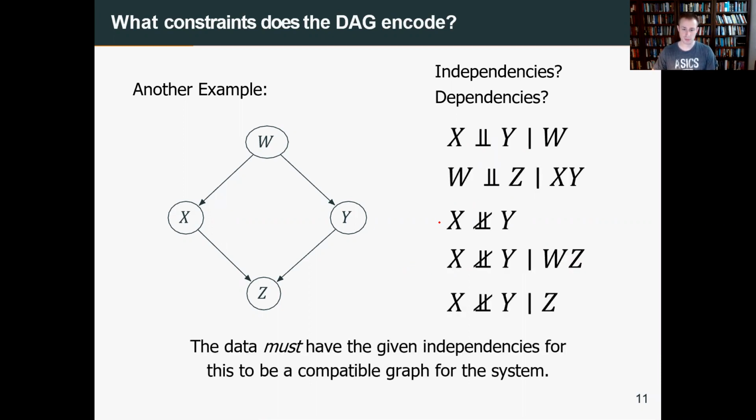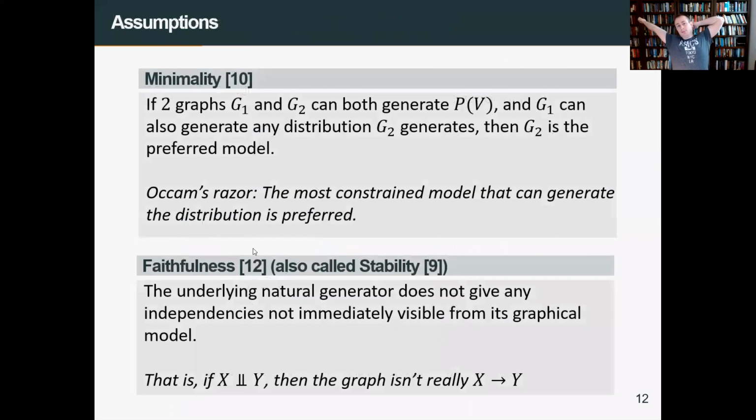Anyway, here's a few other ones that you can also figure out. But the key point here is that the data has to have these independencies and dependencies for our graph to be a compatible graph for the system. Then I want to move on to talking about a few of the assumptions that we're going to be making as we're learning the structure of a causal diagram. These two assumptions are called minimality and faithfulness.